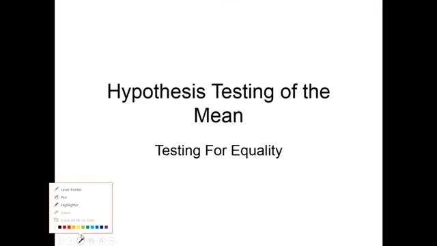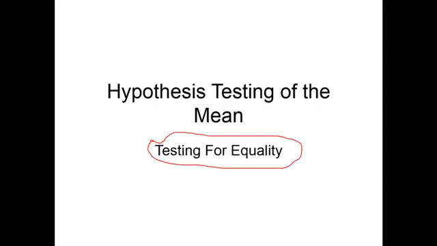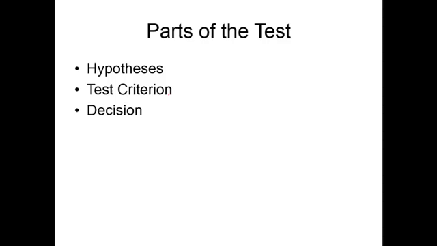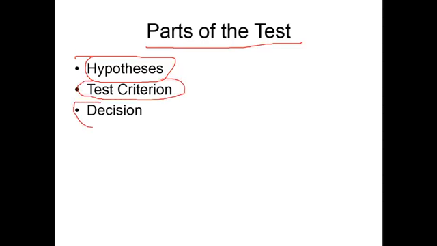Okay, so in the lecture on decisions, we laid some theoretical basis and ran through one example of hypothesis testing of the mean. Here we're going to continue with that and continue on the testing for equality, also known as the two-tailed test. And so in general, the parts of any of these hypothesis tests: we're going to have the hypotheses, we're going to have the test criterion, and then we're going to run through the test criterion to make our decision.